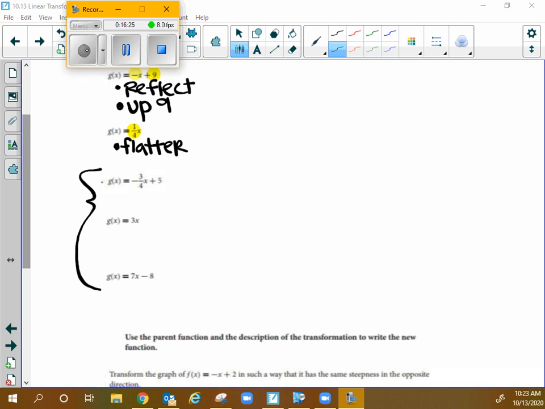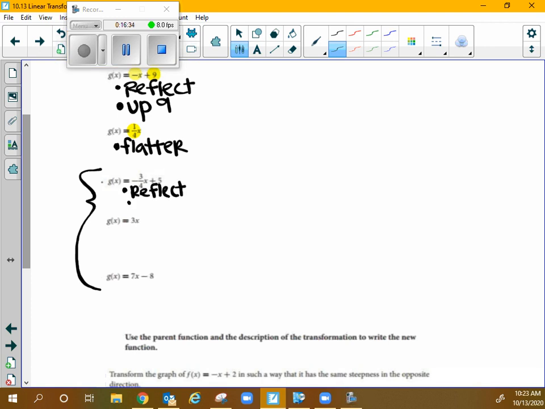Bring it back. How many transformations? The next one? 3. What's the first? Reflect. Then flatter. And then up 5. Very good. Okay, next one.